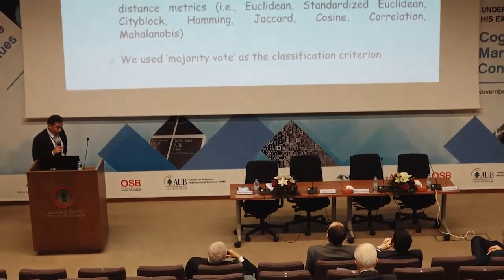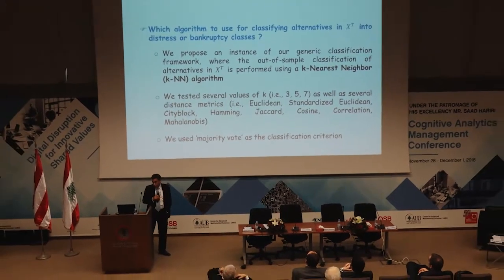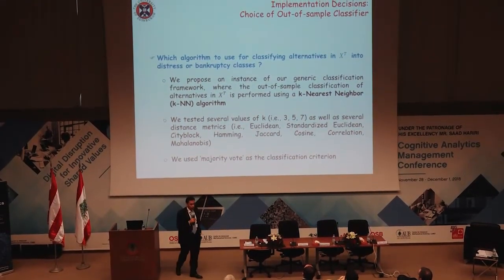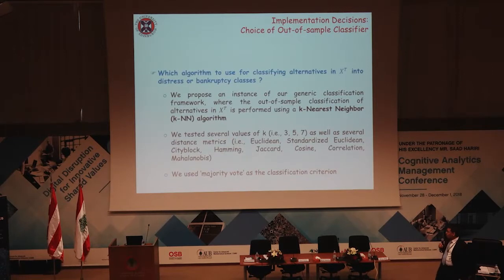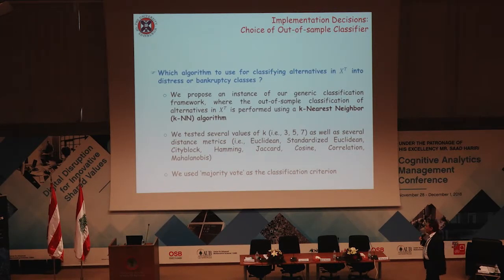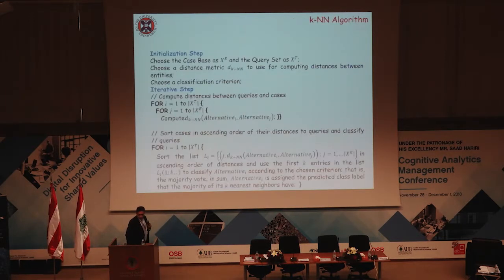Right. The next decision is about the choice of the out-of-sample classifier. In this situation, I am using an instance of case-based reasoning, namely the k-nearest neighbor algorithm. With this algorithm, k is the size of the neighborhood, and I'm testing several values, and I'm also using a number of distance metrics to see the impact on the performance of the classifier. Finally, as a classification criterion, we have the majority vote. I'm assuming that if you are familiar with the field, all this is straightforward, so I'm not going to go through the details of the algorithm.